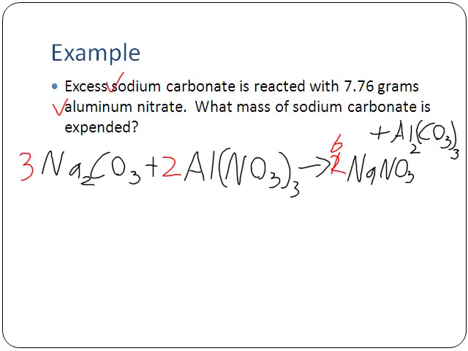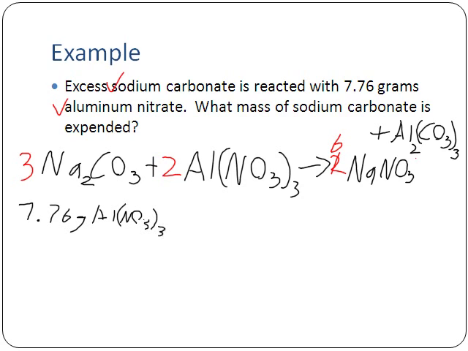Next step is going to be to write out our conversion on this. And so let's go ahead and get that set up. So we're told that we start with the limiting reagent. We said the sodium carbonate is the excess one. It tells us that in the problem. So we start off with our aluminum nitrate, which is 7.76 grams. So we have 7.76 grams of aluminum nitrate, which we said was Al(NO3)3.